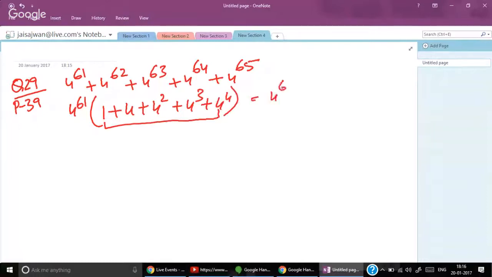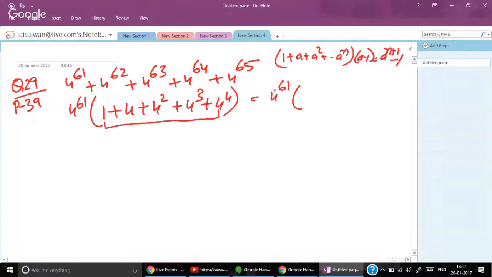if you know the formula that we have discussed in the classroom, that is 1 plus a square, so on, a to the power of n into a plus 1 into a minus 1 is a to the power of n plus 1. Or if you remember the GP, you can also say it is 1 plus a square plus a cube plus a to the power of 4 is a to the power of 5 minus 1 upon a minus 1.